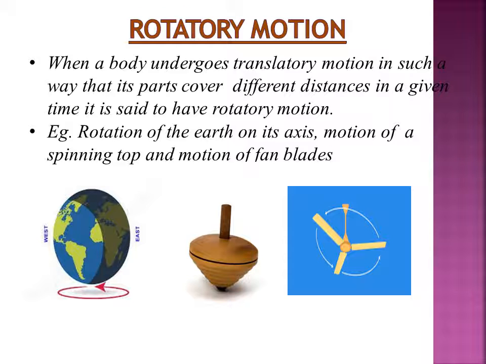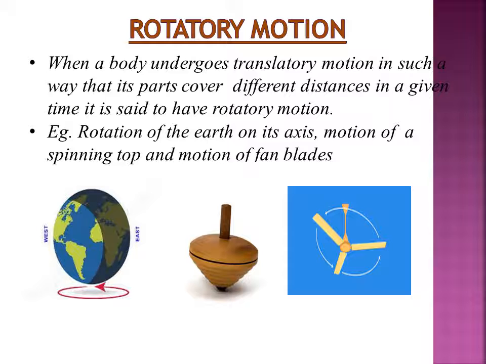Then we have rotatory motion. As we talked about circular motion, it is similar, but we have included it as another type of motion. So let's have a look. When a body undergoes translatory motion in such a way that its parts cover different distances in a given time, it is said to have rotatory motion. It means it rotates around like a circle. Some parts take more time, some take less time.